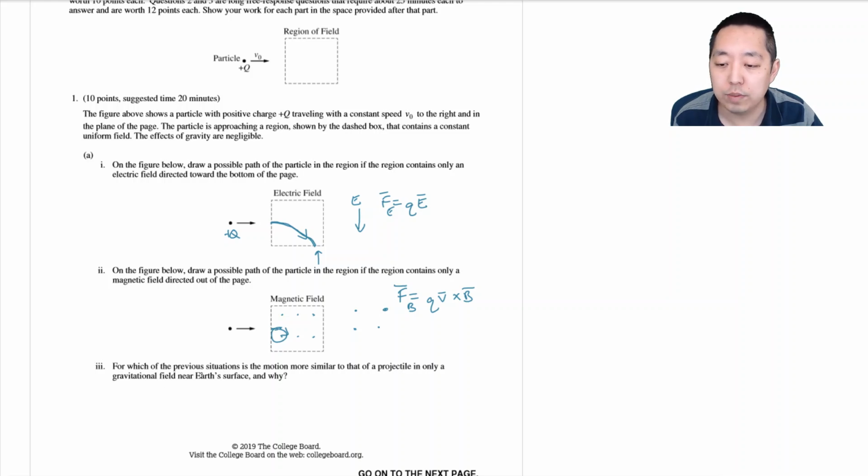For which of these previous situations is the motion more similar to that of a projectile in only a gravitational field near the Earth's surface, and why? Well, the electric field one is most similar, because Earth's gravity is always a force directed toward the center of the Earth. Whereas the magnetic one is always directed in a circular motion; the force is always changing as the particle changes direction. In the electric field, the force is always downward regardless of the direction of the particle. So that's why the E field is the correct answer. It's similar to the Earth, where the Earth is always pulling downward no matter which direction you're traveling, whereas in the magnetic field, the direction of the force depends on the direction that you're traveling.